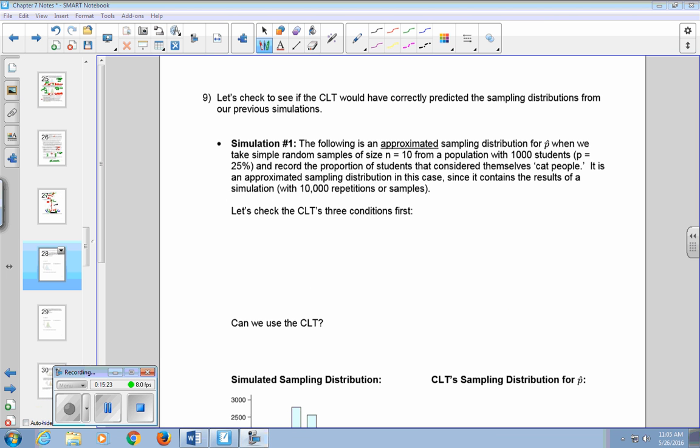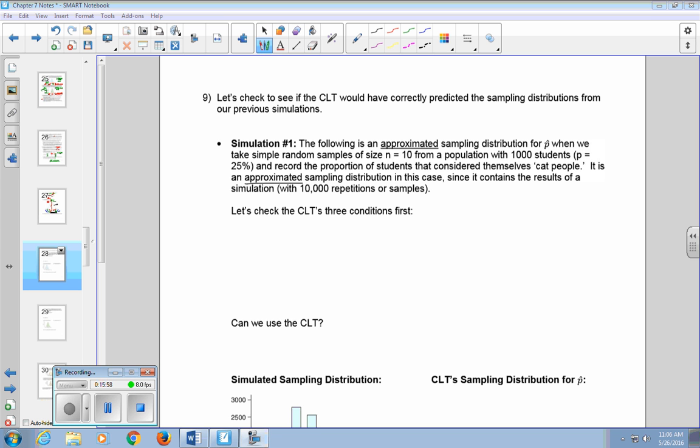All right, so let's check to see if the central limit theorem would have correctly predicted the sampling distributions from our previous simulations. Simulation number 1, where the following is an approximated sampling distribution for p hat. We take simple random samples of size n equal to 10 from a population with 1,000 students, and in that population we had p equal to 25% cat people, and then we record the proportion of students that consider themselves cat people. It is an approximated sampling distribution, I emphasize that again, since it contains the results of a simulation and it had 10,000 repetitions or samples.